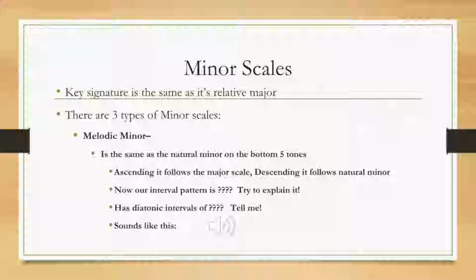Very confusing, isn't it? So we have different interval patterns going up and down. Let me play the melodic minor scale for you, starting on A. When we go up, that's the first 5 notes. They sound like a regular minor scale, but the last 3 notes sound like this. That makes it sound more like a major scale. And then when you come down, we flat those 6 and 7. Okay, let me play the whole thing without talking through it.